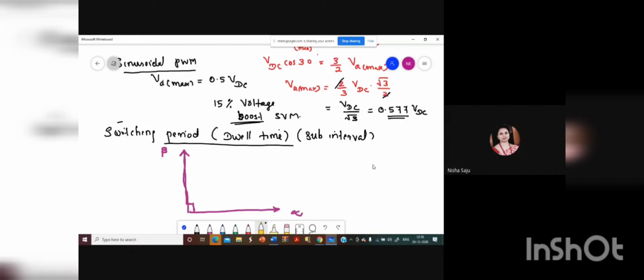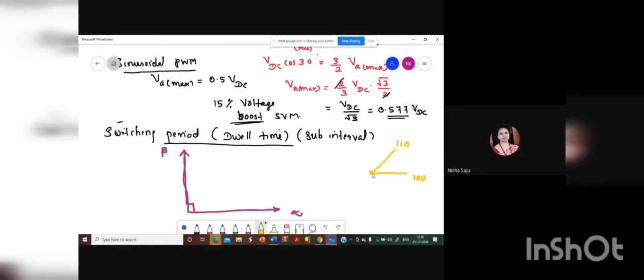1 0 0 is there, then you are having 1 1 0 is there, then here you will be having 1 1 1, then you will be having 0 0 0. The angle between these two will be 60 degrees, and this will be representing your first sector, right? First sector.